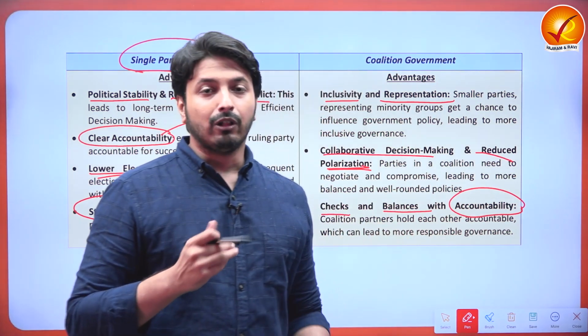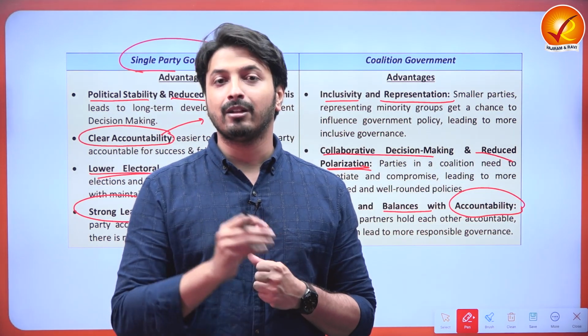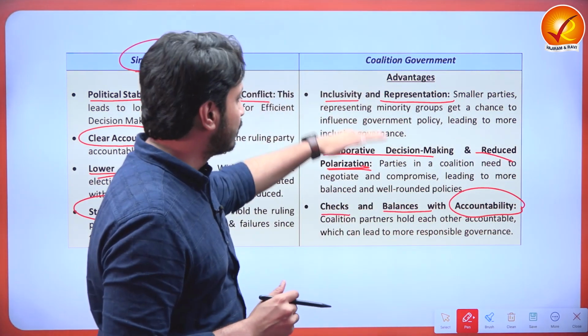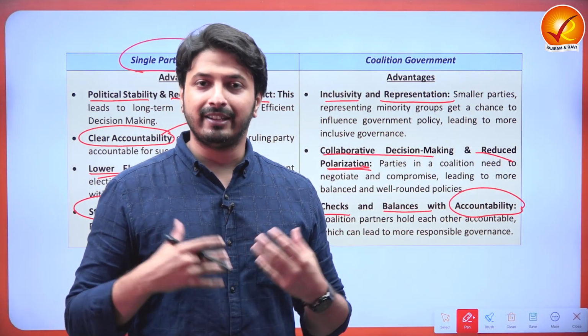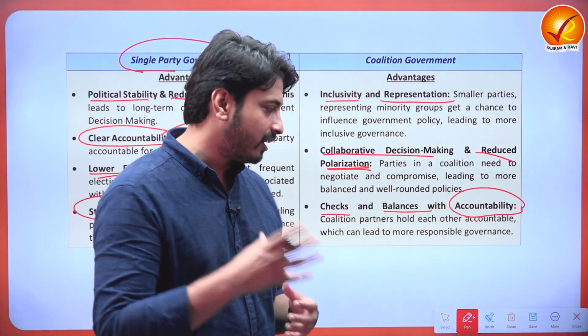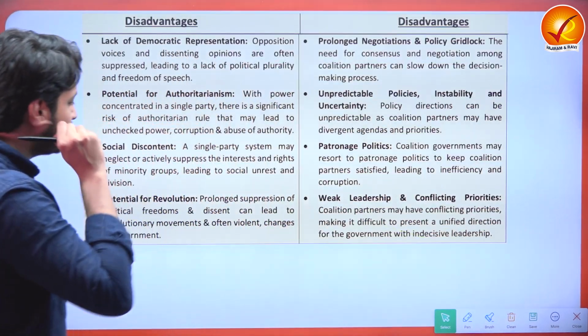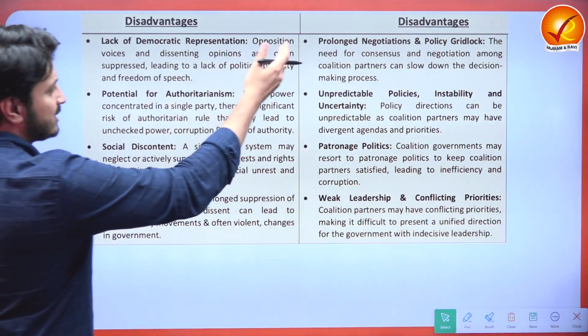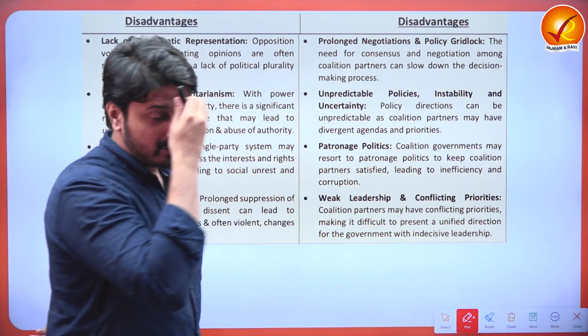However, although we have seen the advantages, we need to discuss the disadvantages in a more holistic manner. Since it is looking quite rosy, it might feel that it is quite desirable to have coalition governments. However, it holds its own inherent cons as well. Now let us try to understand it. So we'll start with the coalition government. What are the various negatives associated with coalition governments?